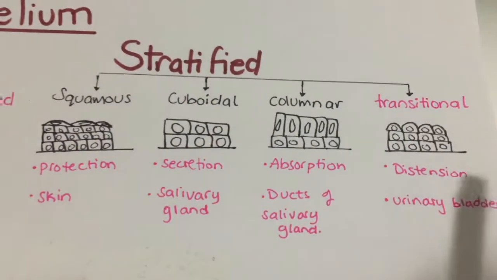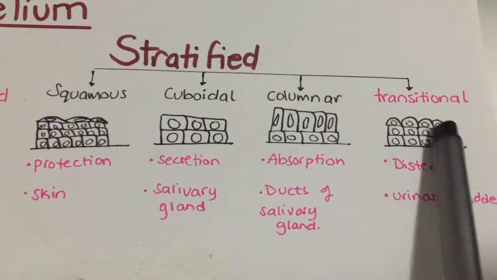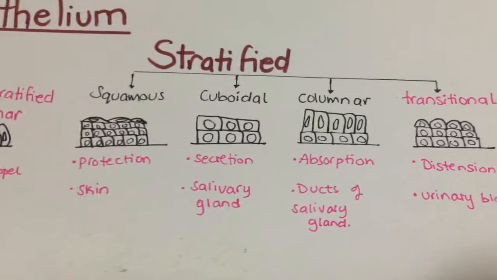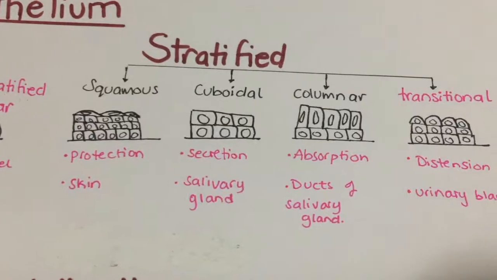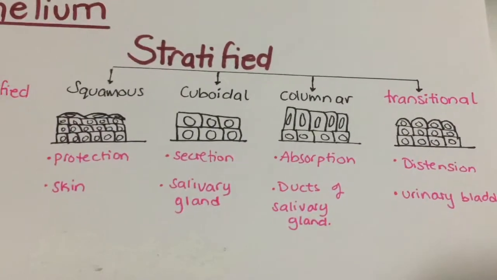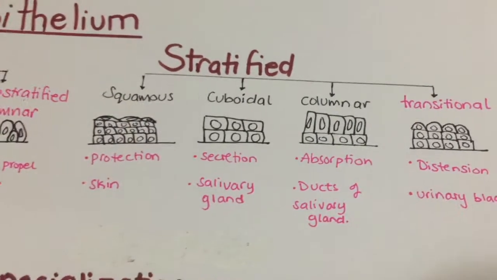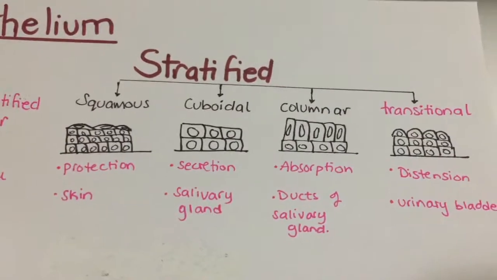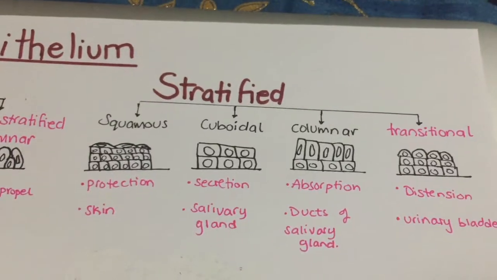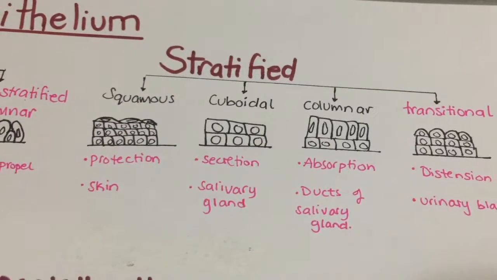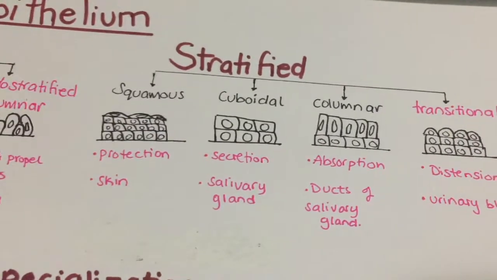Then we have transitional, which is also a special type. Transitional is dome-shaped, and the thing about it is that it can transition from one shape to another. It depends on how stretchy the tissue is. If it stretches, the domes flatten out, but if it doesn't stretch, the domes look more domey, or more prominent. Does that make sense?